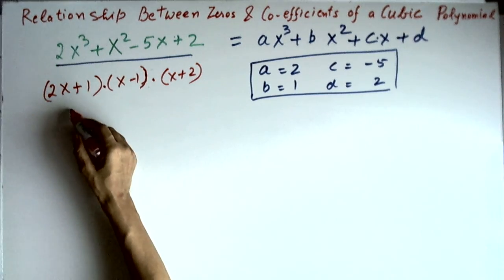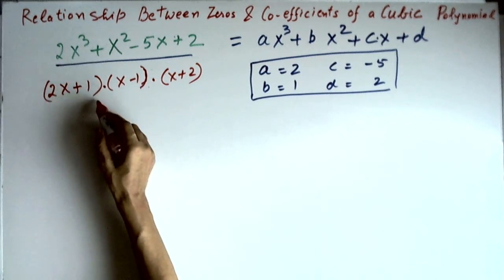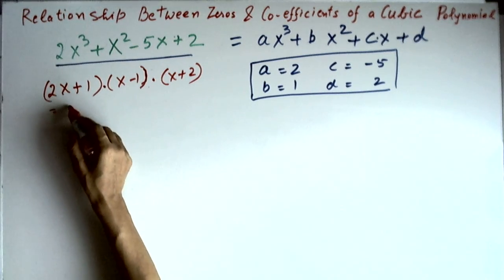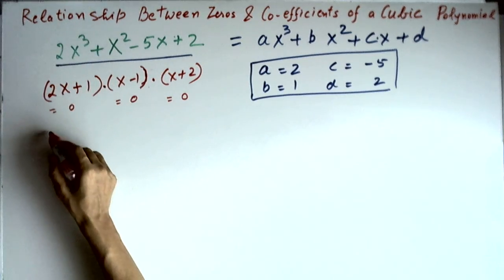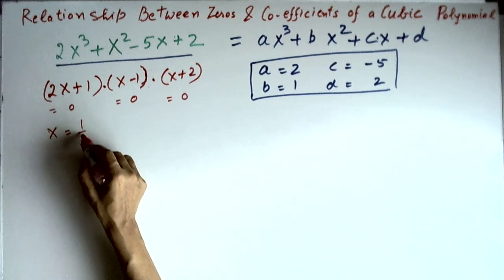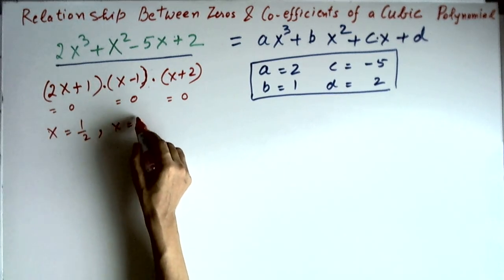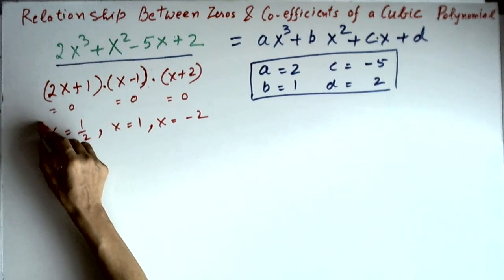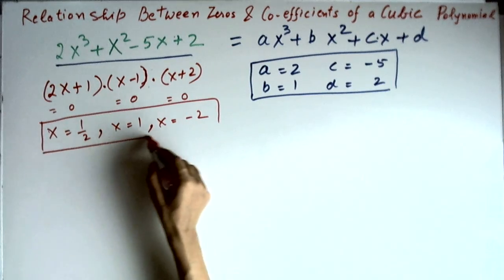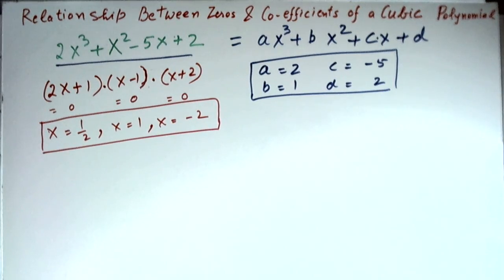With these factors, we know that the zeros are found by equating each of these factors equal to 0. So first factor equal to 0, second factor equal to 0, third factor equal to 0. So we get the value of x, which is half, and x is equal to 1 and x is equal to minus 2. So these are the 3 zeros of the polynomial.